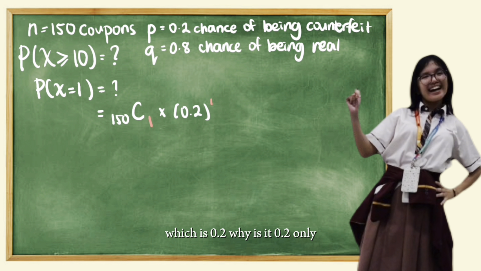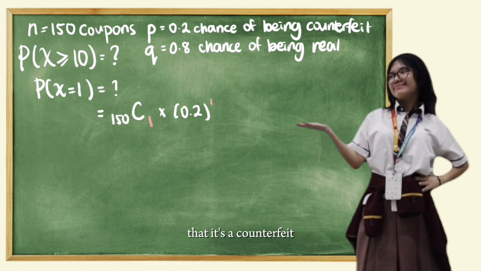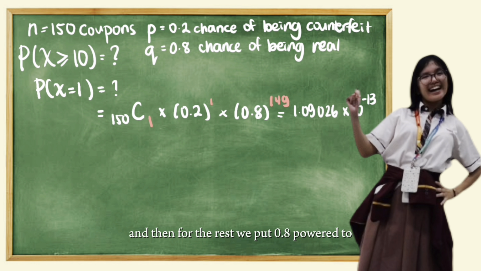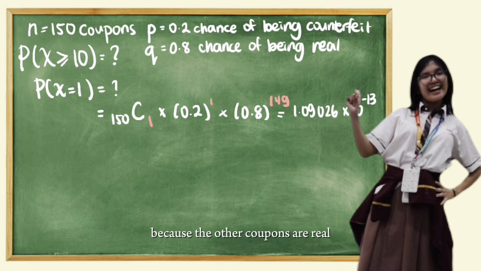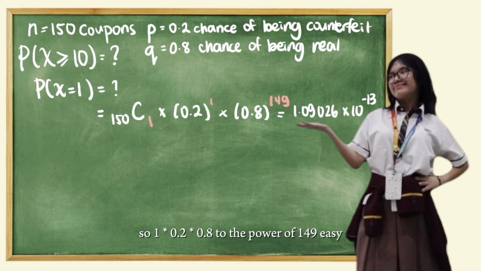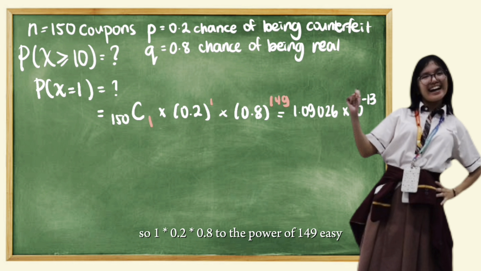Why is it 0.2 only and it's not powered to anything? Because there's only one coupon in this probability that is a counterfeit. And then for the rest, we put 0.8 to the power of 150 minus 1, which is 0.8 to the power of 149. Why? Because the other coupons are real, they're not counterfeit. So all in all, the formula is going to be 150 choose 1 times 0.2 times 0.8 to the power of 149. Easy, isn't it?